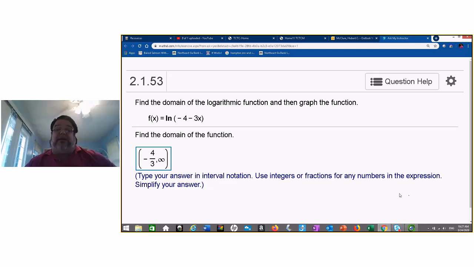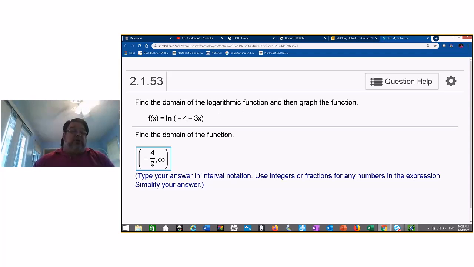Now, like with anything, what do you got to find out? You can't take the log of a negative number. So you got to set that negative 4 minus 3x to what? To 0, so you can see what happens, and then plot it on the number line and see what happens. So go ahead and set the negative 4 minus 3x equal to 0.